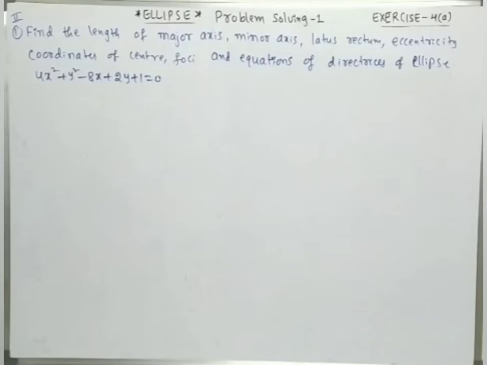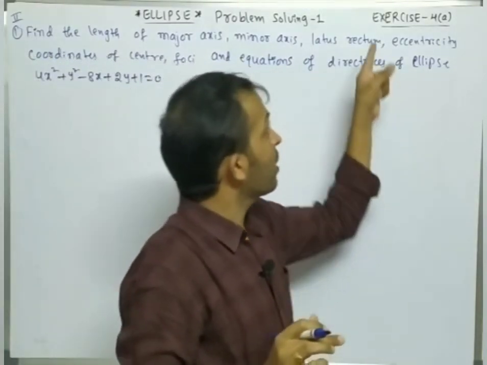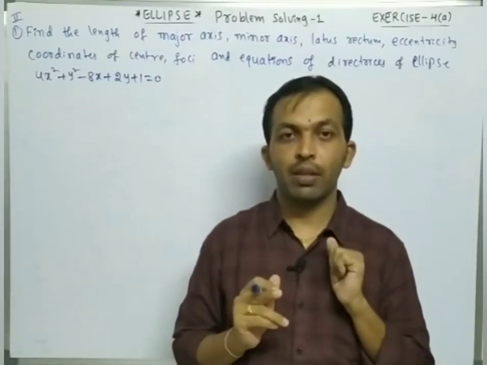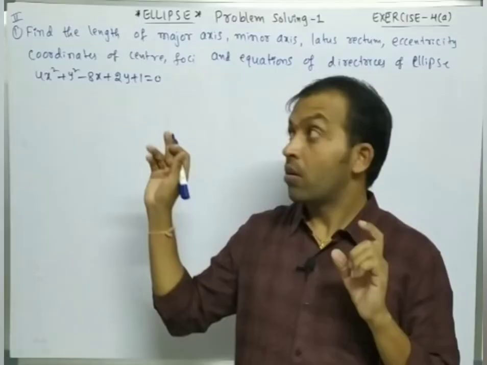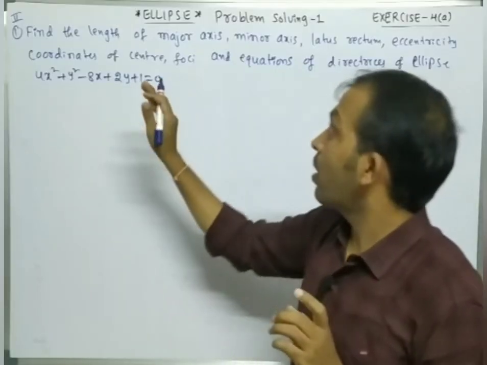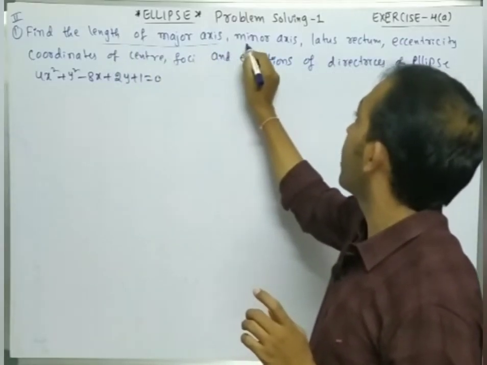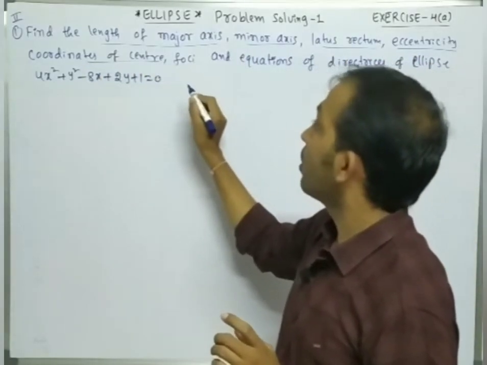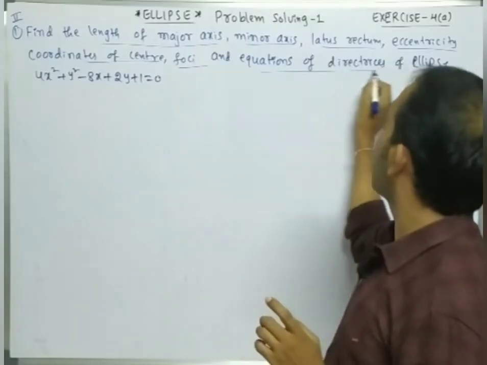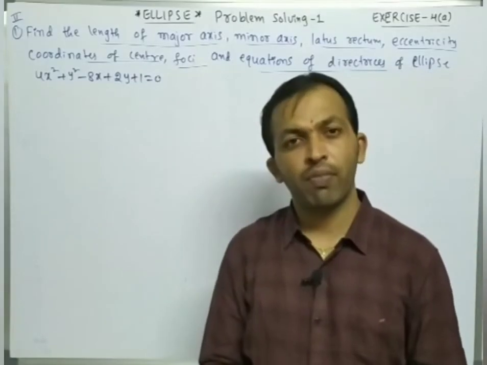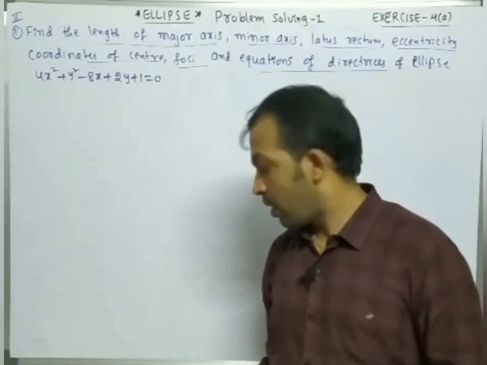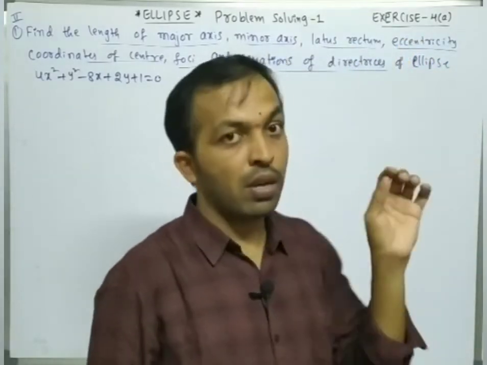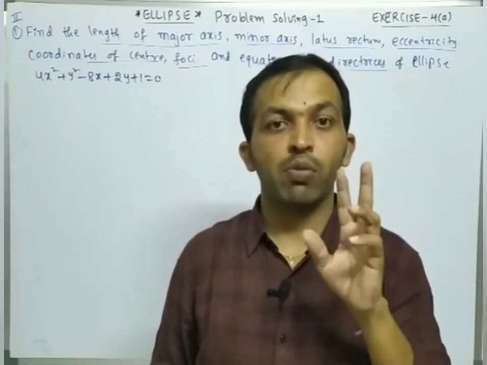Next, second bit problems of exercise 4A. These problems are very important for 4 marks. To solve this problem, find the length of the major axis, minor axis, latus rectum, eccentricity, center, foci, and equation of the directrices. We have to find everything of the ellipse. So we have 4 forms of the ellipse. You should learn all these formulas for 4 forms: 2 standard forms and 2 transformed forms.